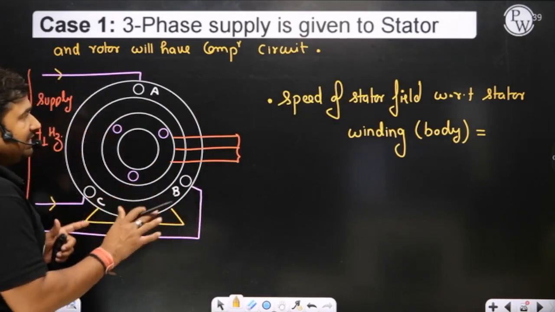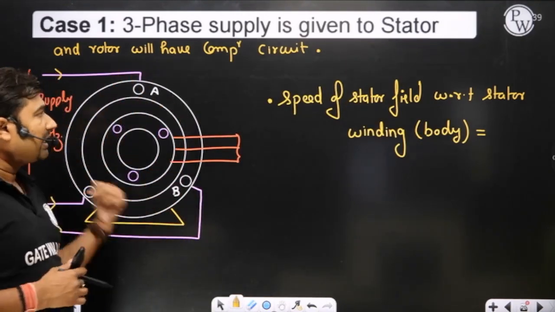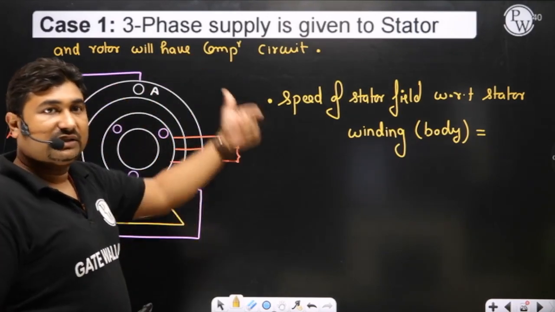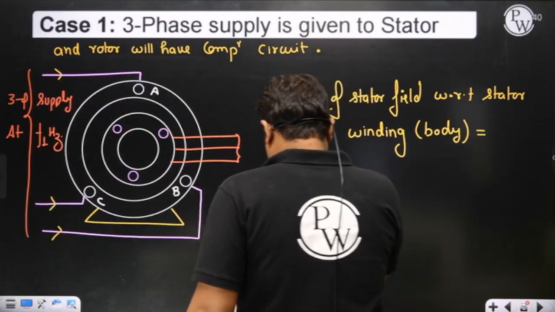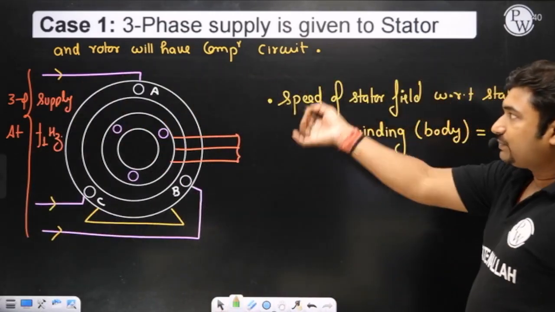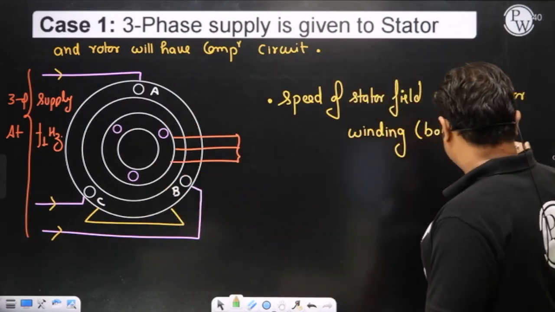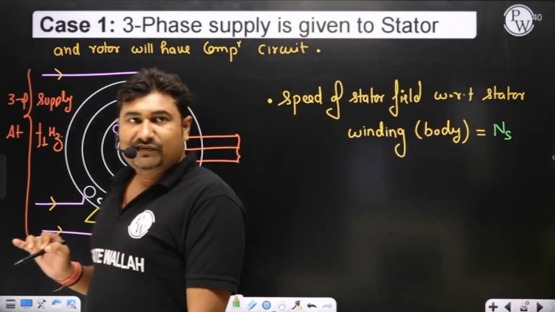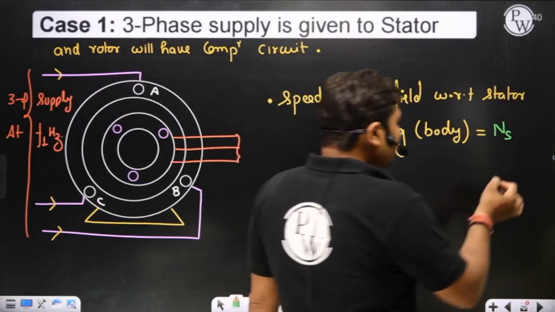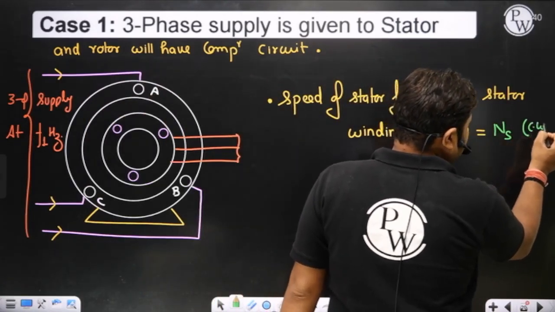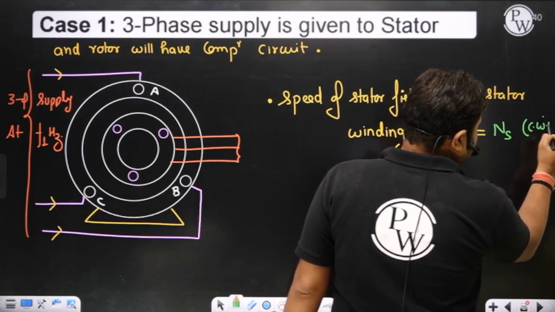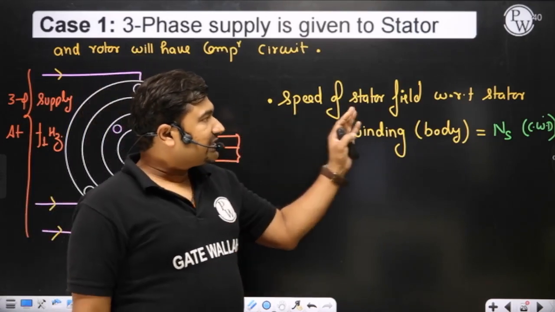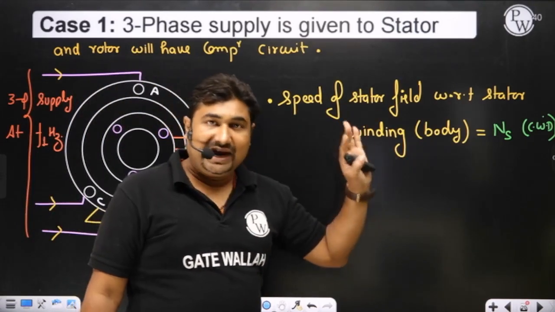When a three-phase supply is given to stator, then a rotating magnetic field is produced, which rotates in space at synchronous speed. So the speed of stator field with respect to stator winding will be ns. The direction of rotation depends upon the phase sequence of supply. Let us suppose the phase sequence of supply is such that it is rotating in a clockwise direction. Okay, so CWD means clockwise direction. Speed of stator field with respect to stator winding or stator body.